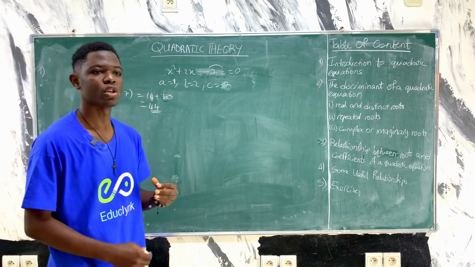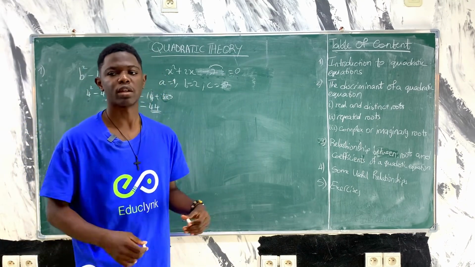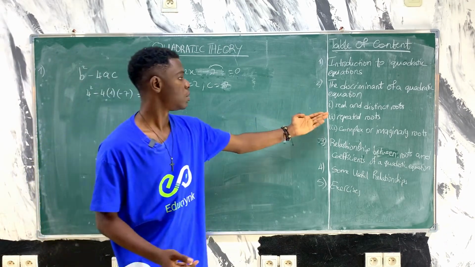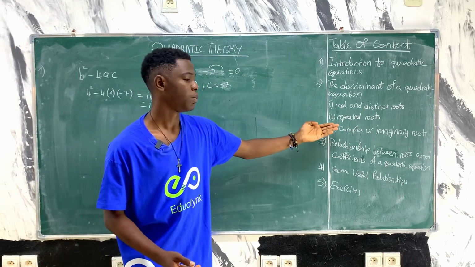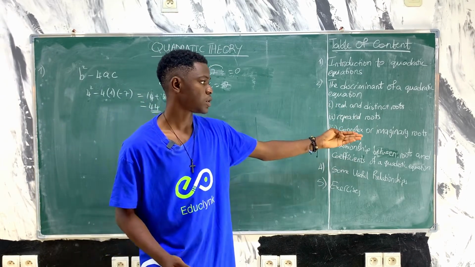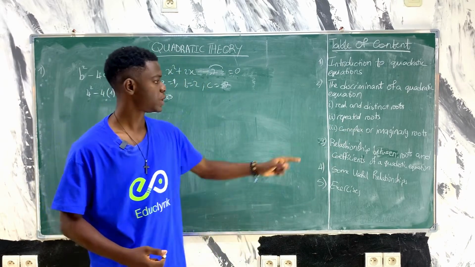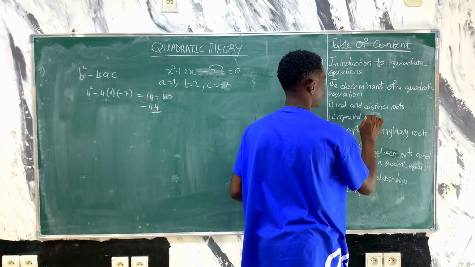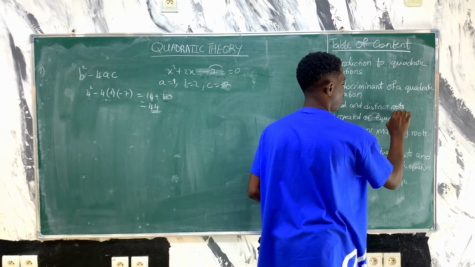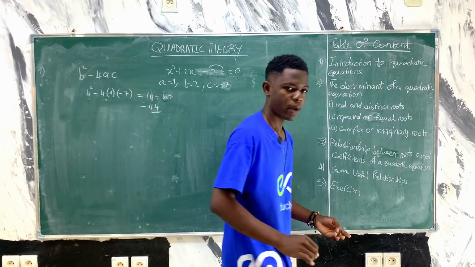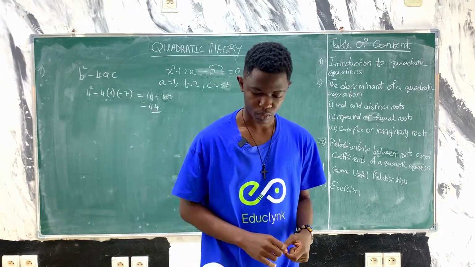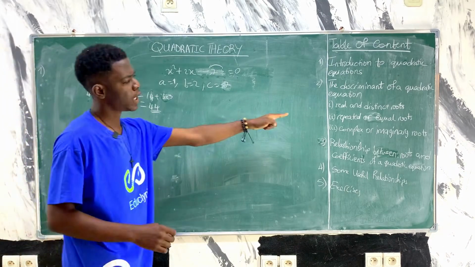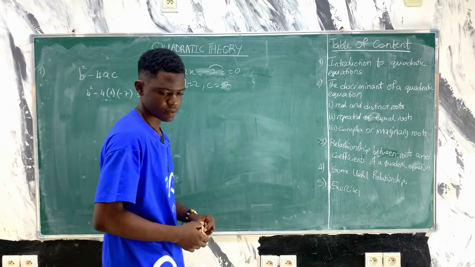The discriminant is used to describe how the roots behave. It tells us if the roots of the equation are real and distinct, if the roots are repeated, or if the roots are complex or imaginary. Repeated roots, you could also call them equal roots. So, that's quite it. We look at the first one, real and distinct roots.